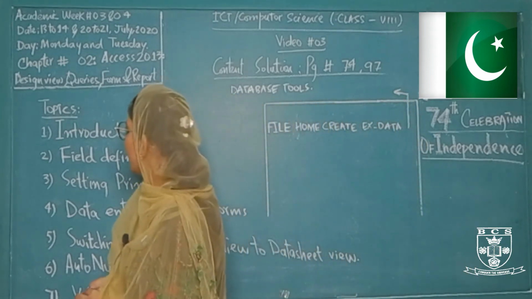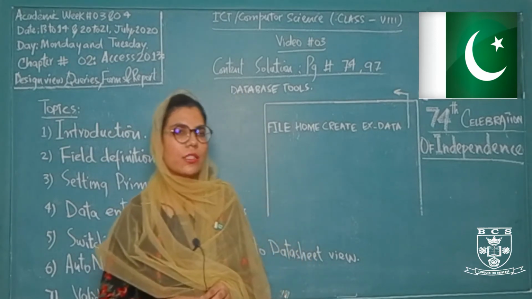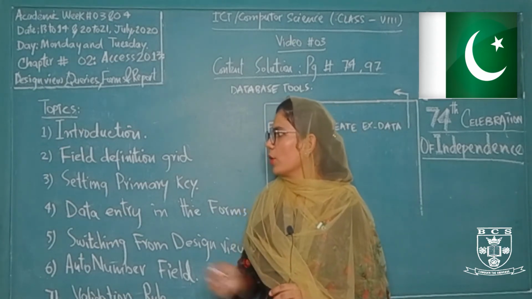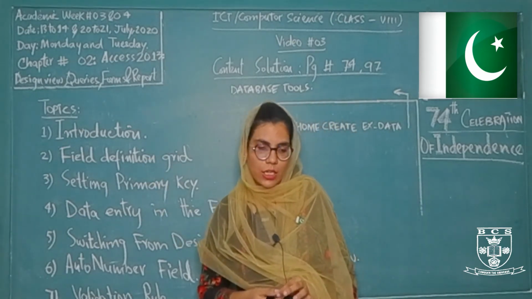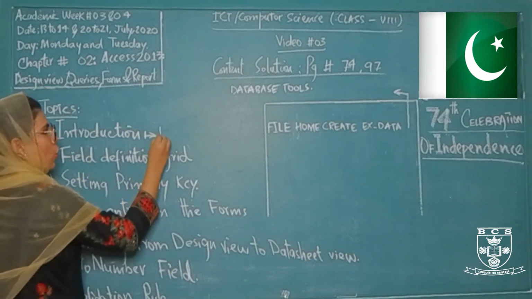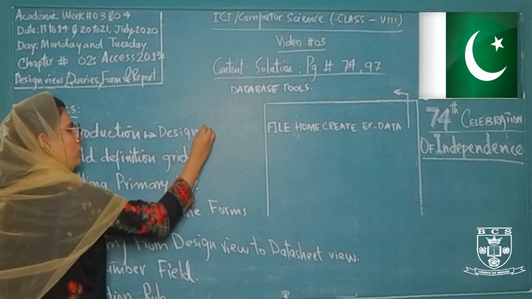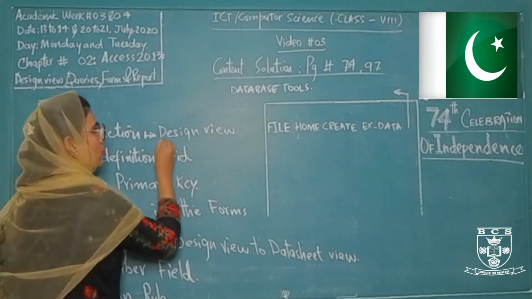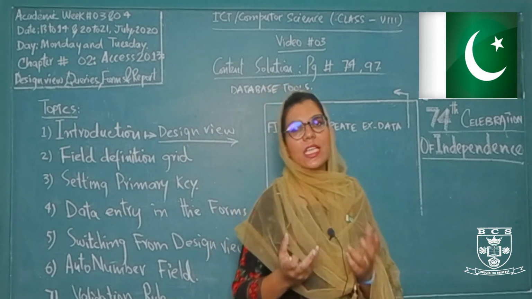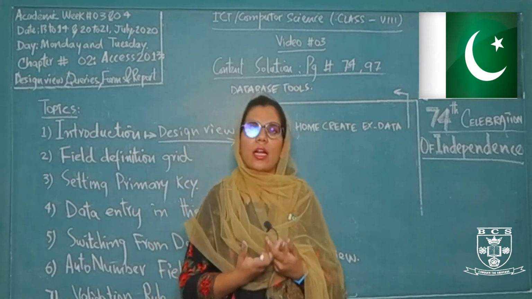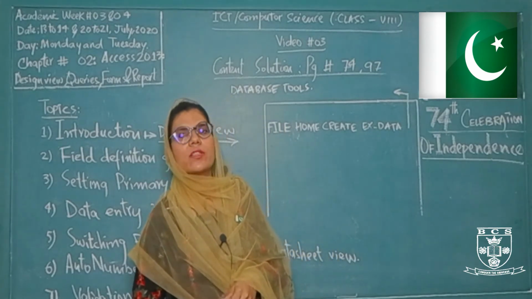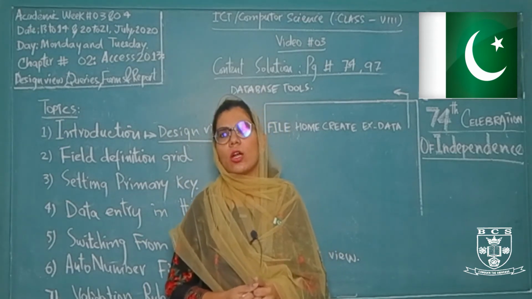So in chapter number 2, Access 2013: design view, queries, forms and reports, the first topic that we are discussing today is your introduction. In the introduction of the chapter, the first topic we have to understand is your design view. What is view? View means how we can see any particular thing. So we can view a table or a database in two different ways using Access 2013. First is data sheet view and next is design view.